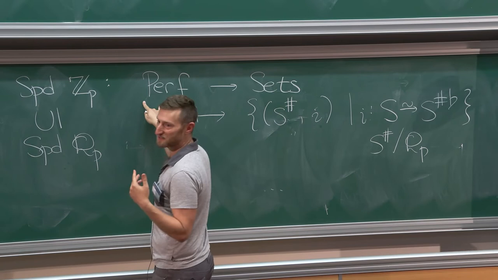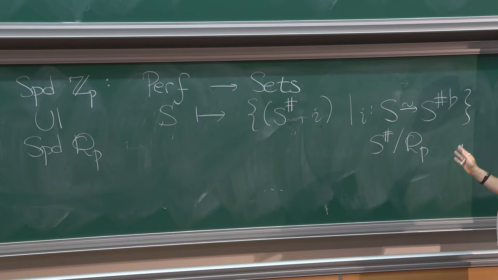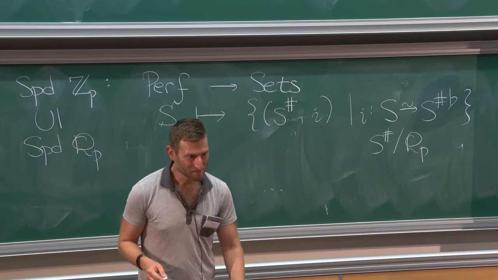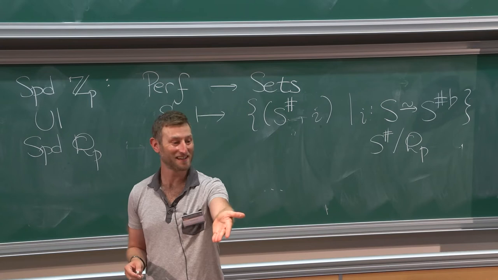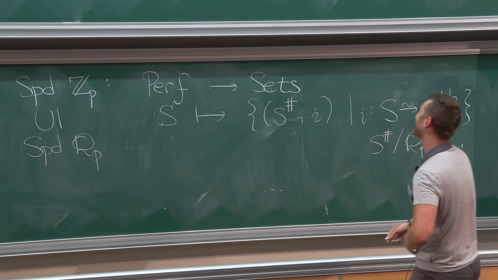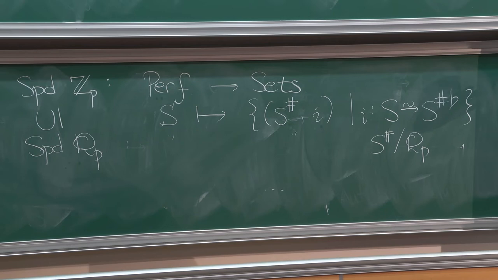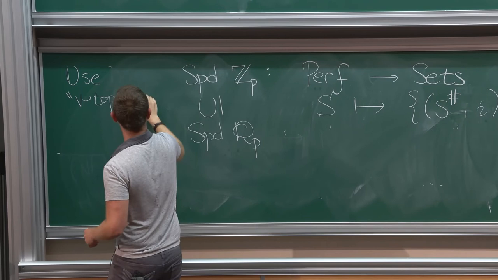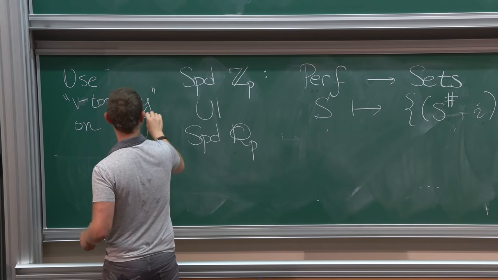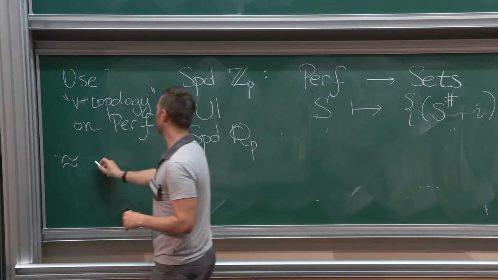By the way, I'm calling it a sheaf, but I did not mention what topology this is. It is the V topology. I'm not going to say a word about that because I have only 7 minutes left. Maybe at the Q&A session I can try to explain. Well, since I have so much time, I'll just say that there is a topology on Perf, the V topology, and this is approximately an analog for the fpqc topology on schemes.